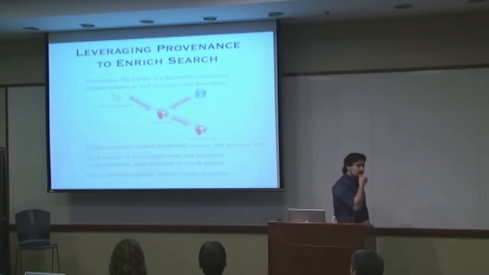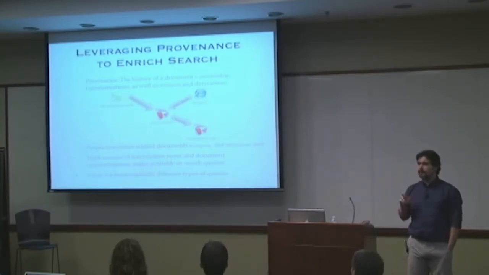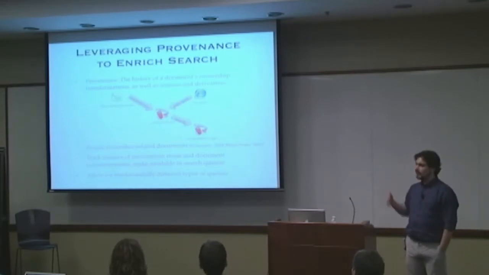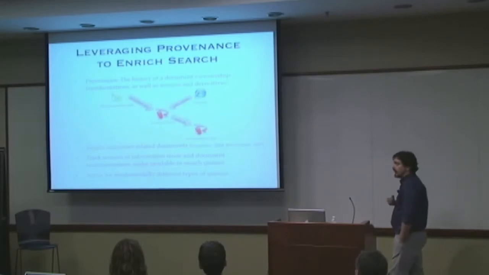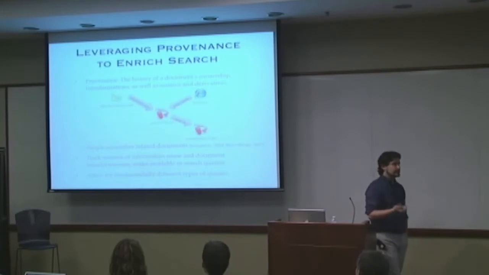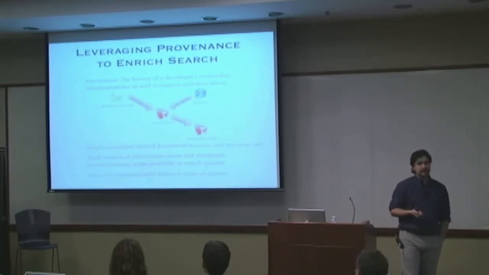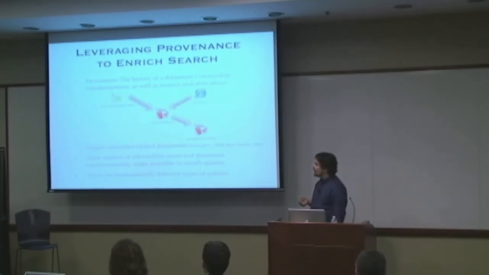So we started thinking about the possibility of using provenance, the history of a document, how a document was used, moved, renamed, built, where information has gone to, as an additional set of cues in doing search. And we wanted to see whether this was really feasible, especially for knowledge workers.